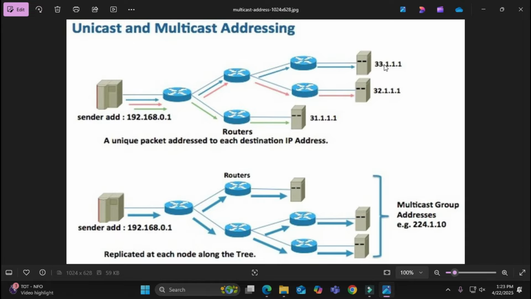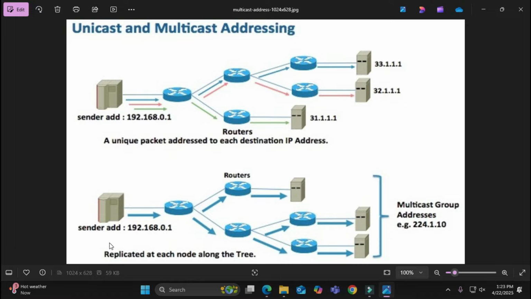This is the 33 series, this is the 32 series, this green color arrow series is the 31 series, this brown color arrow series is the 32 series, this light blue color arrow series is the 33 series networking. It is unicasting. It is given one network. The sender is 192.168. It's a unicast: providing to different networks through routers and distributing similar packages, similar data, to different networks at a time.